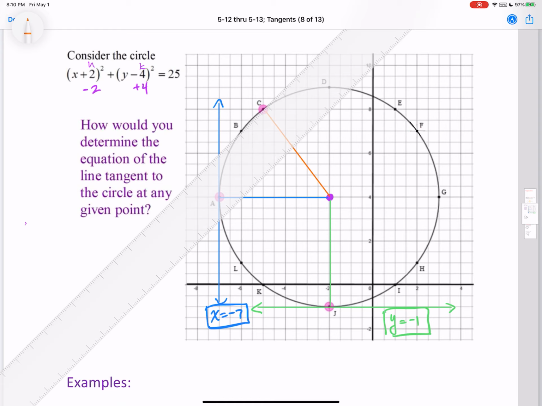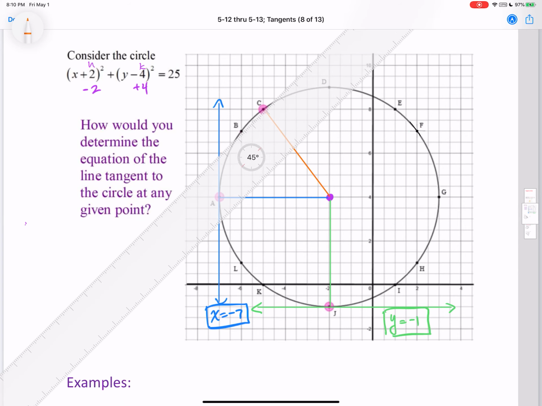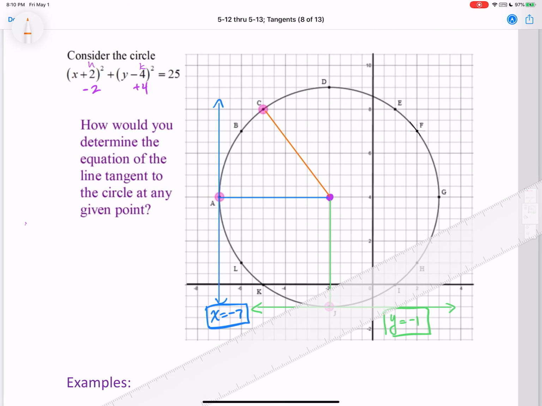But how do I draw that line? How do I know? If it's here or a little bit here, I'm not exactly sure. So I need to figure out, since it's supposed to be perpendicular, what is the slope of this radius that we just drew?